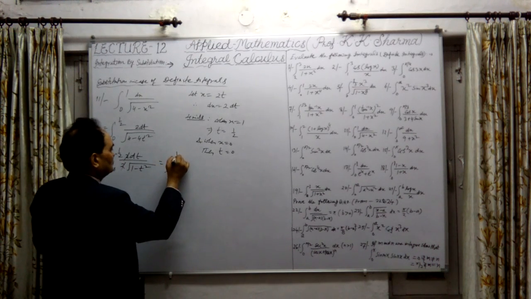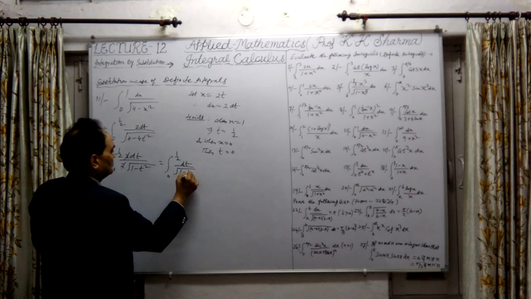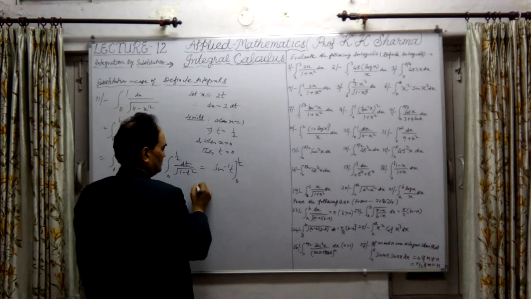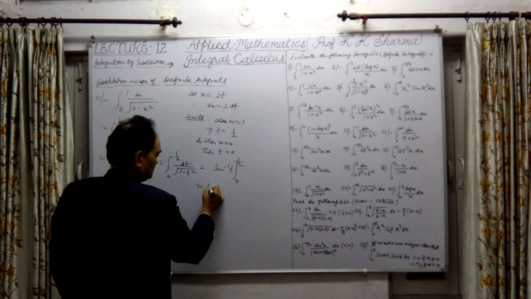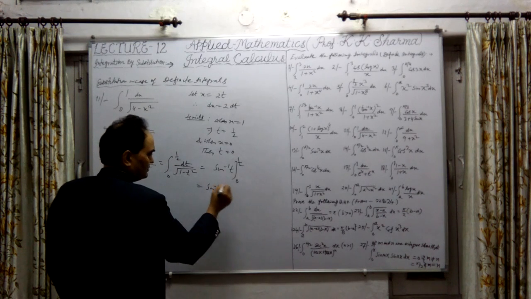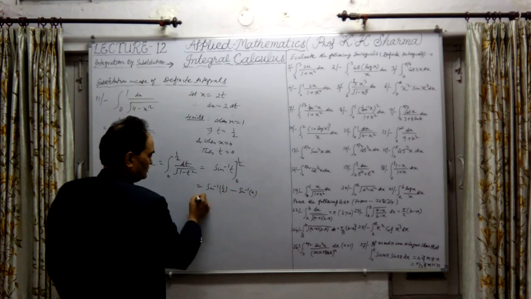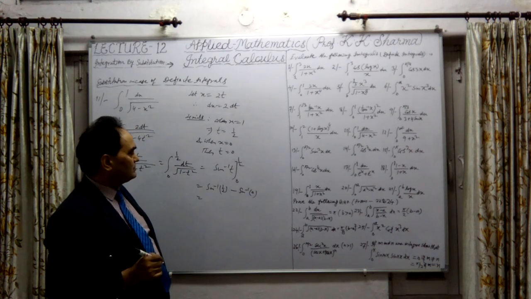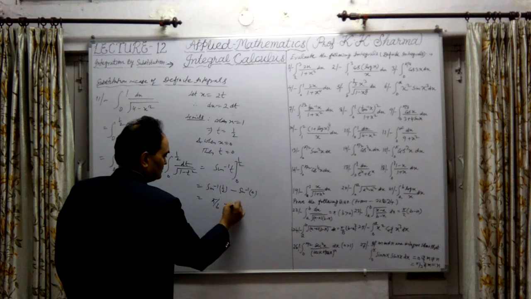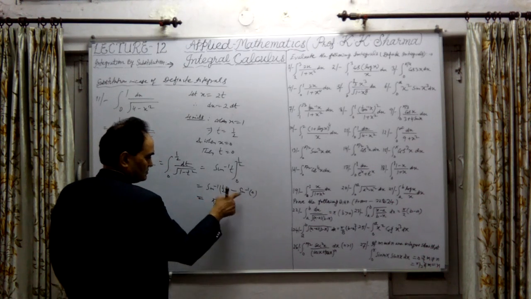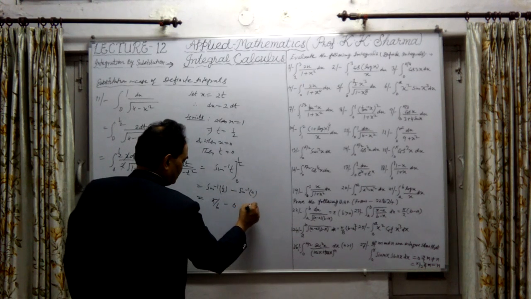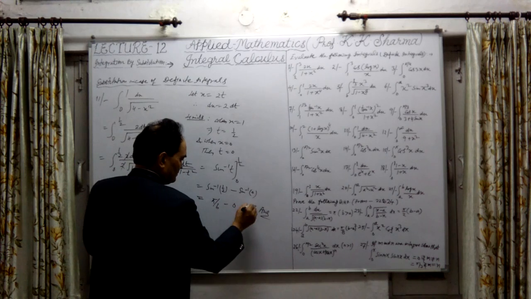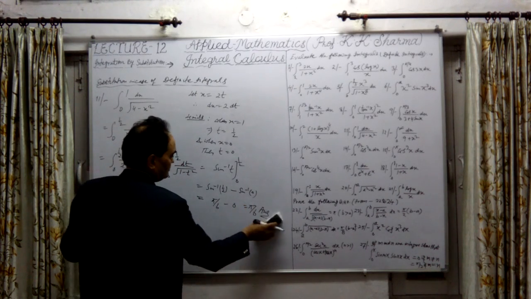So finally the integral is from 0 to 1 by 2 of dt upon under root 4 minus t square. This is sine inverse of t, with limits 0 to 1 by 2. Substituting, we get sine inverse 1 by 2 minus sine inverse 0. Sine of pi by 6, that is 30 degrees, is 1 by 2, and sine 0 is 0. So the final answer is pi upon 6.